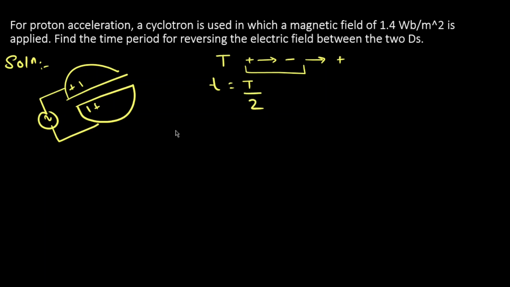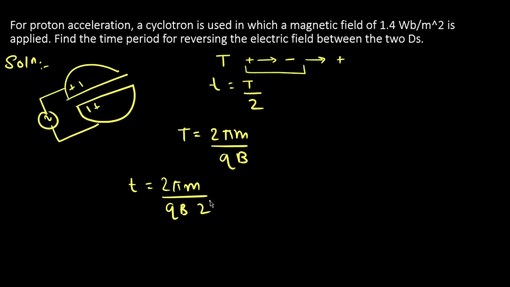Now the time period of the cyclotron is given to us as 2 pi m upon qB, which implies this time T will be 2 pi m upon qB into 1 by 2. So 2 will get cancelled, this T will come out to be pi m upon qB. So let's put all the values.